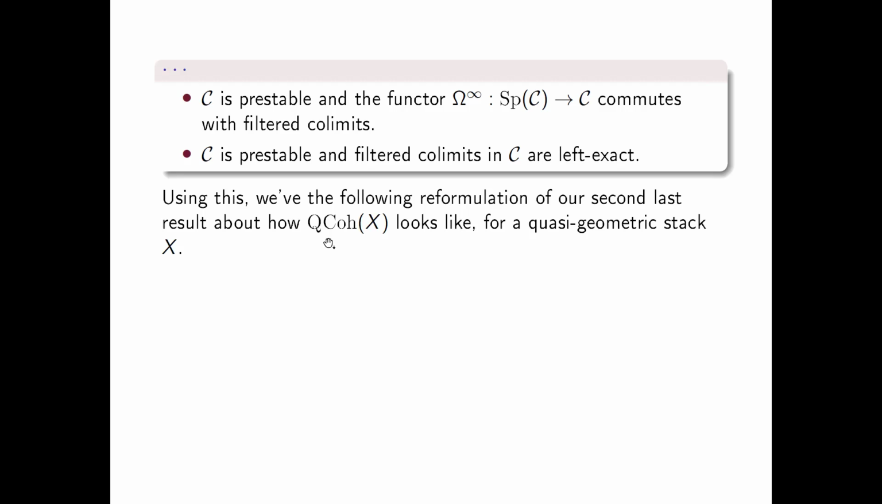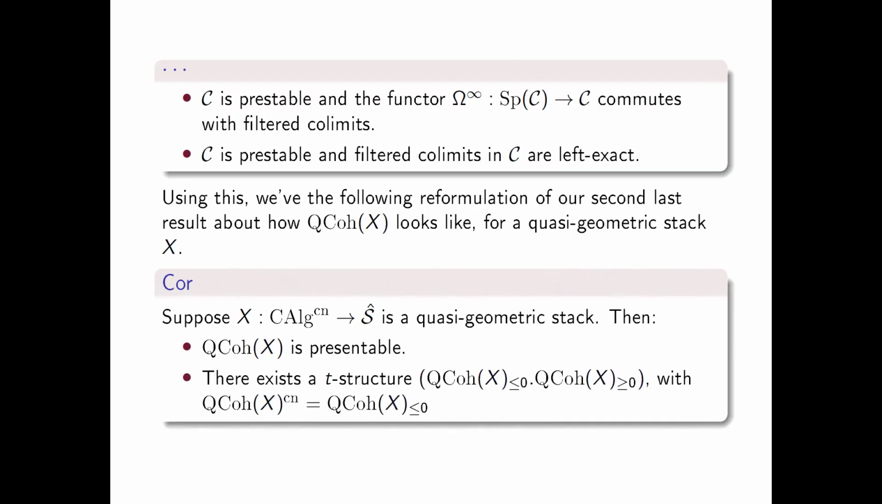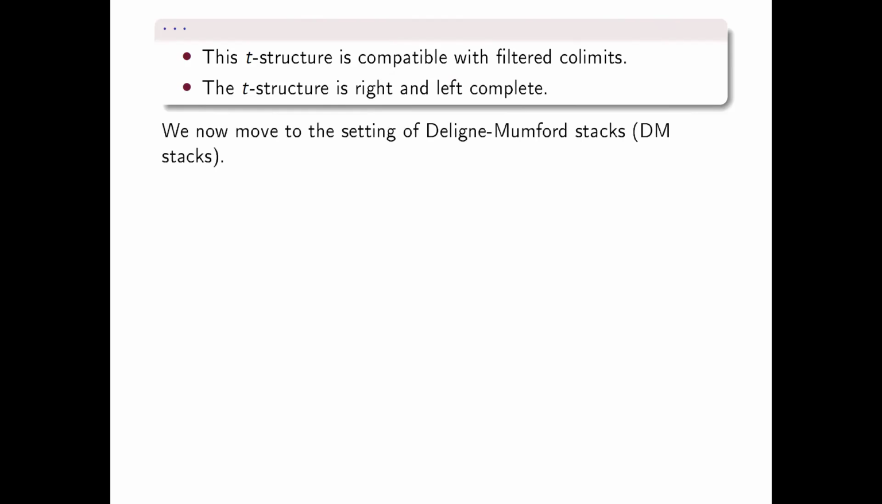Using this, we'll have the following reformulation of the previous result, basically how quasi-coherent sheaves look for a quasi-geometric stack X. Again, you start off with a quasi-geometric stack, then quasi-coherent sheaves on X is presentable, and you have a T structure such that Q car X, Cn is basically Q car X less than or equal to 0. This T structure is compatible with filtered colimits, and it is right and left complete.